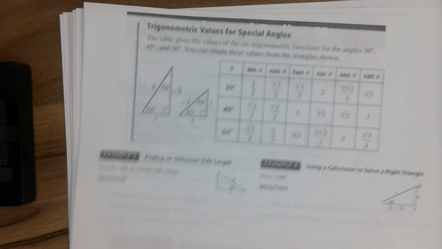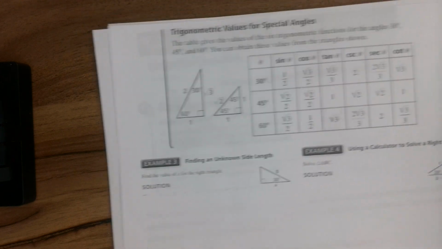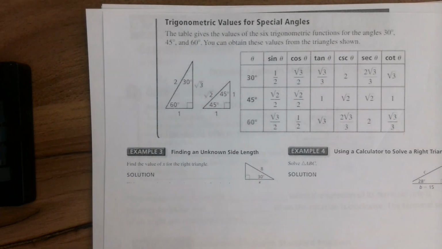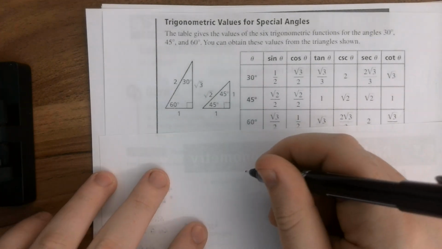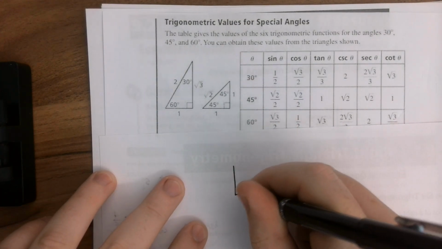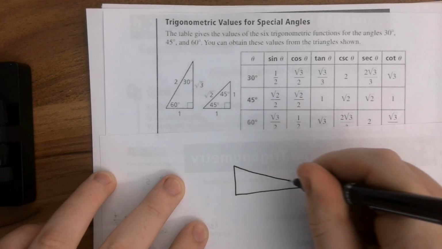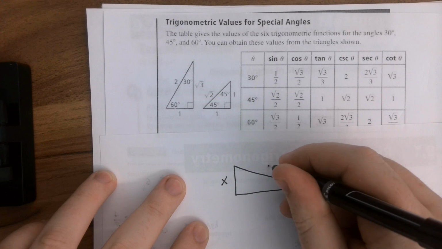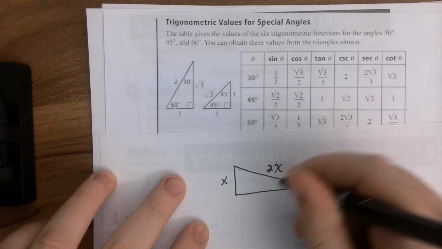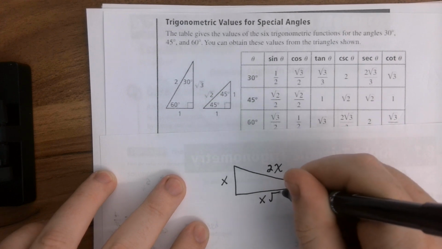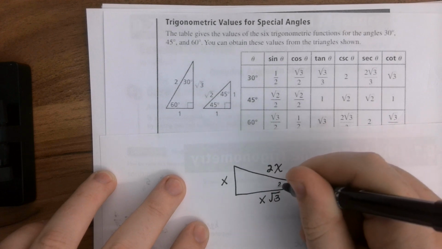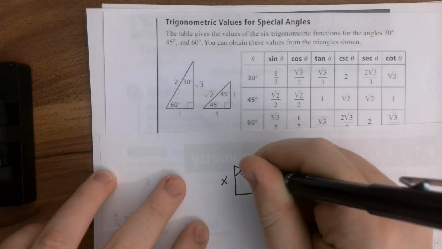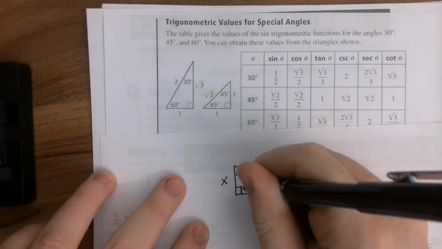Now, this is very important. There were two types of triangles we learned about in geometry. They were called the special right triangles. There was the 30, 60, 90 right triangle, and there was the 45, 45, 90 right triangle. Here's the deal with these triangles. So the 30, 60, 90 right triangle looks like this.